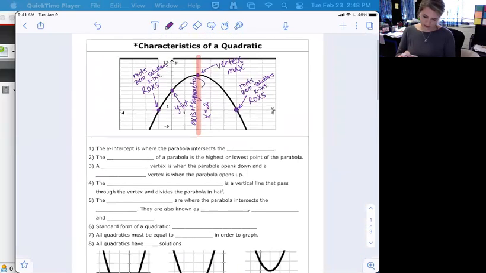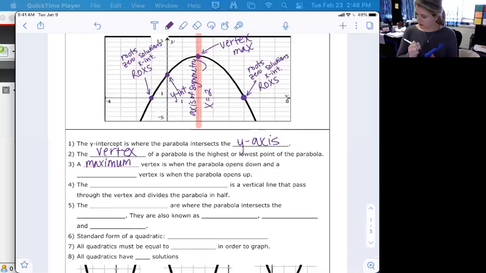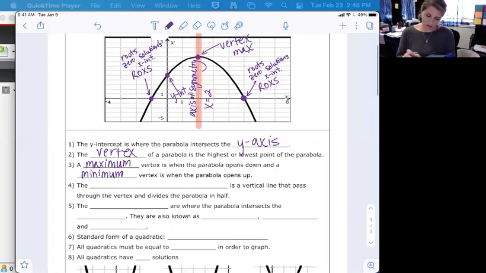All right, I'm going to go ahead and help you guys fill in this next part. Number 1, the y-intercept is where the parabola intersects the y-axis. The vertex of a parabola is the highest or the lowest point of the parabola. A maximum vertex is when the parabola opens down, and a minimum vertex is when the parabola opens up.